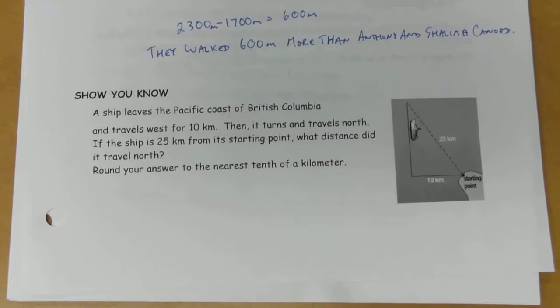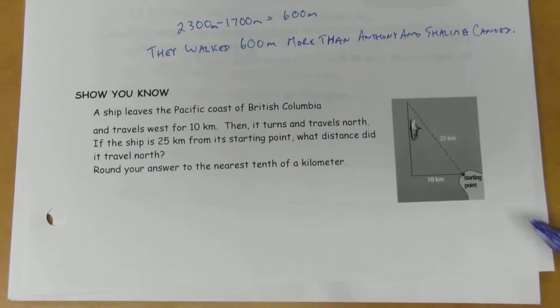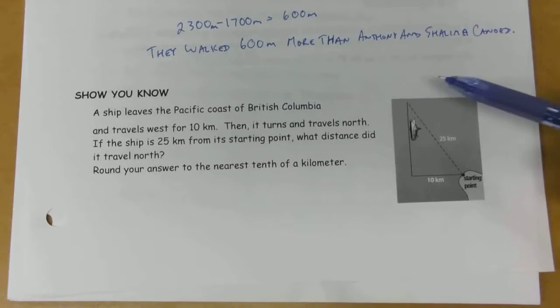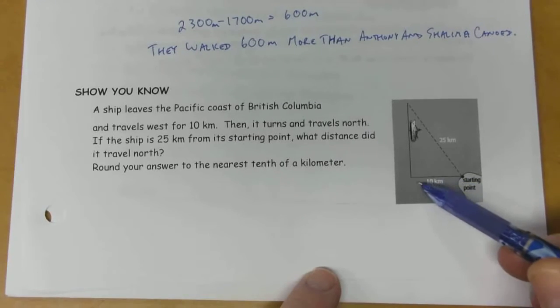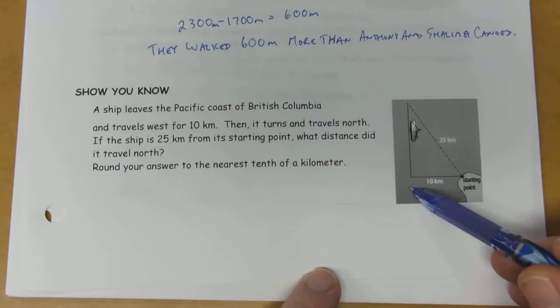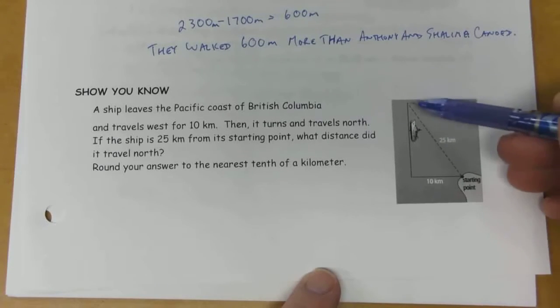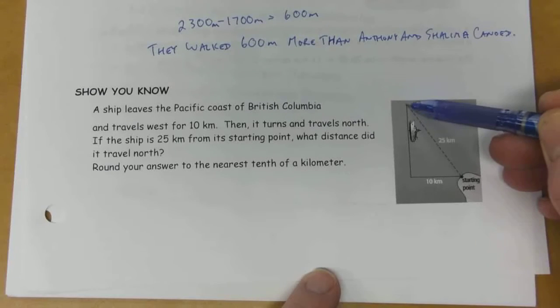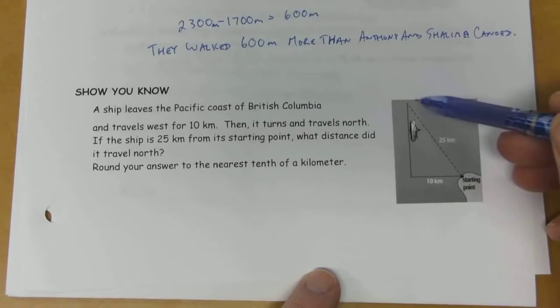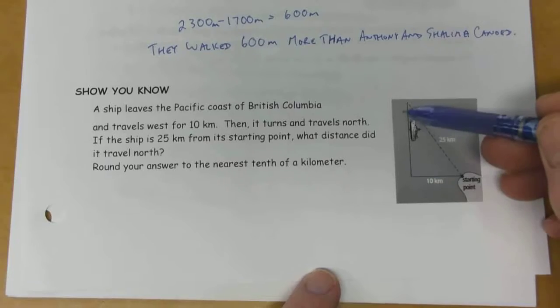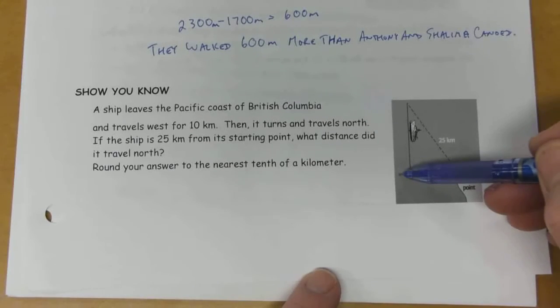Alright, just so you know, we've got a ship leaving the Pacific coast of British Columbia, and it travels west for 10 kilometers. Then it turns and travels north. If the ship is 25 kilometers from its starting point, which is this distance here, what distance did it travel north? Round your answer to the nearest tenth of a kilometer.